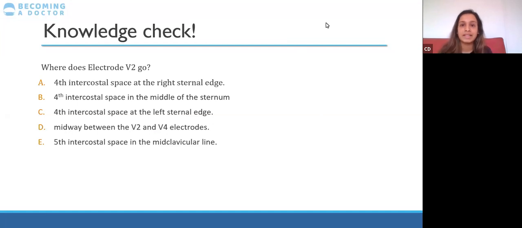Perfect. I'm going to end polling because most people seem to be getting it right, and share results so you guys can see that. Great. So yes, the answer was C, the fourth intercostal space at the left sternal edge. There'll be a few of these little knowledge checks at various points, so make sure you're listening.